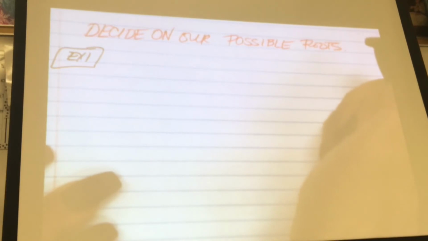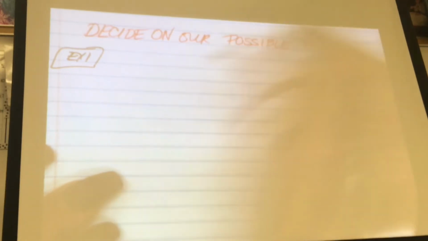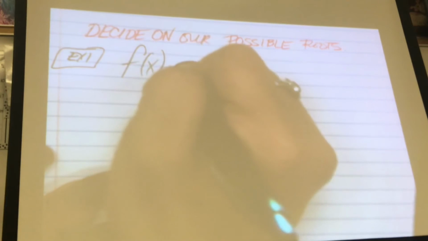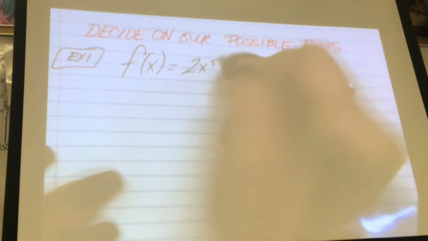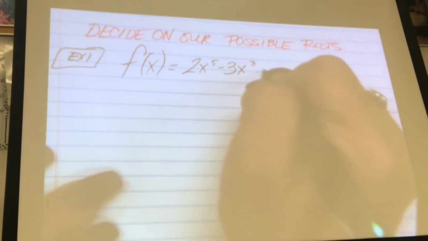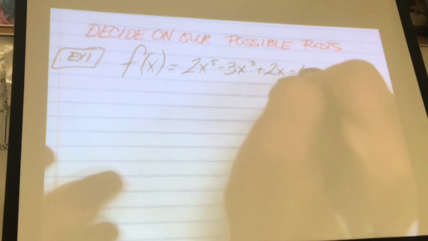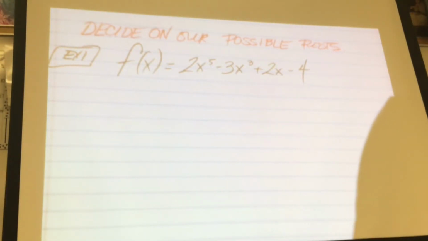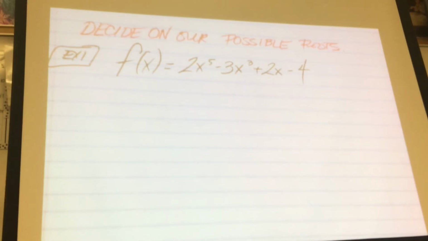It's okay. All right. Let's say I give you that the polynomial is f of x equals 2x to the 5th minus 3x cubed plus 2x minus 4. I'll yell it out, but I want to know how many roots does this polynomial have? How many roots, real or imaginary? How many roots does this polynomial have?